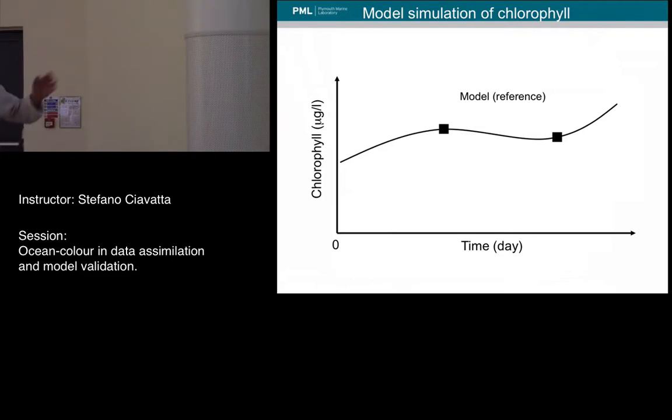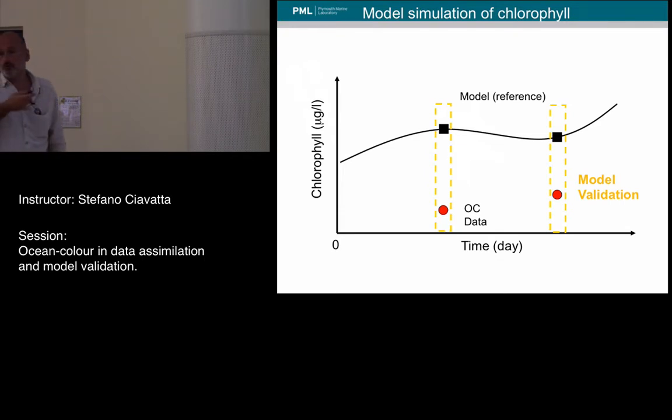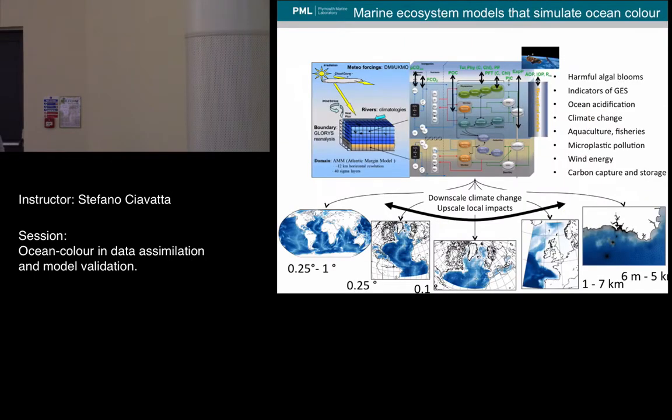So when you have your model, you start a simulation. For example, here in time, you describe the evolution of the chlorophyll concentration. We will call it this model output or reference model simulation. Then you have your ocean color data, and you can compare the two to assess how close they are to each other. A very first definition of model validation, but we will go back to that. So this is the model output that we are considering.